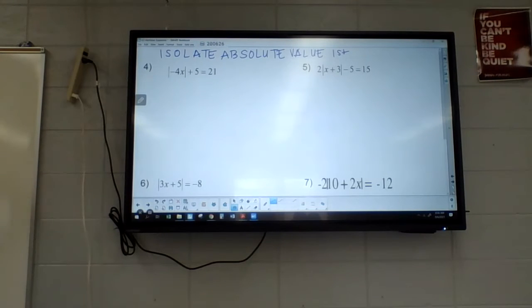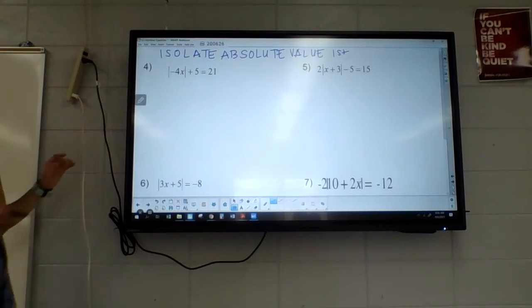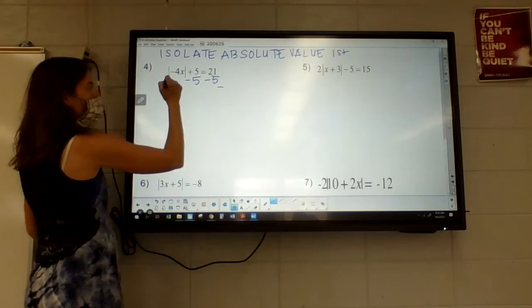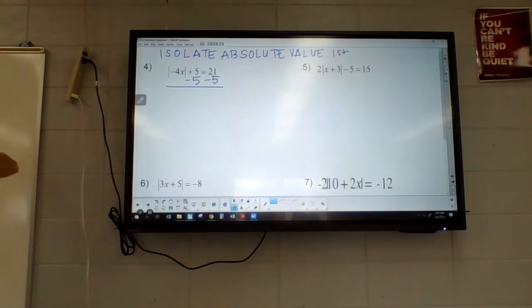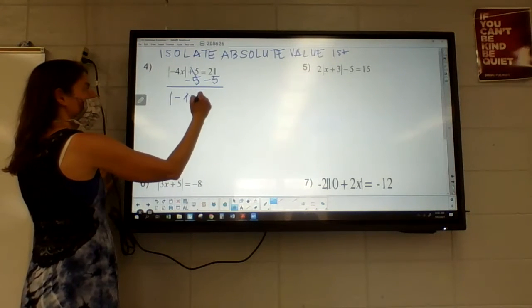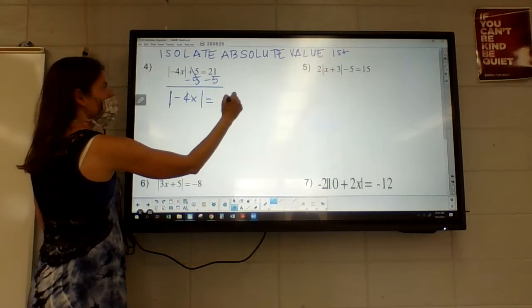So what are we going to do? How do I get that absolute value alone? Yeah, so we're going to move this 5 over. So just slide that 5 over to the other side. And then I'll get 16 here, right?